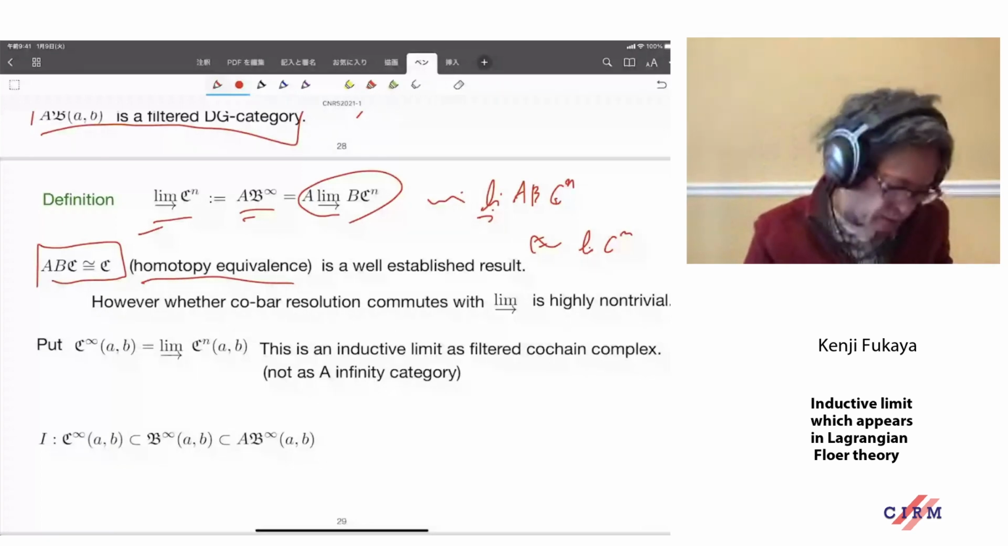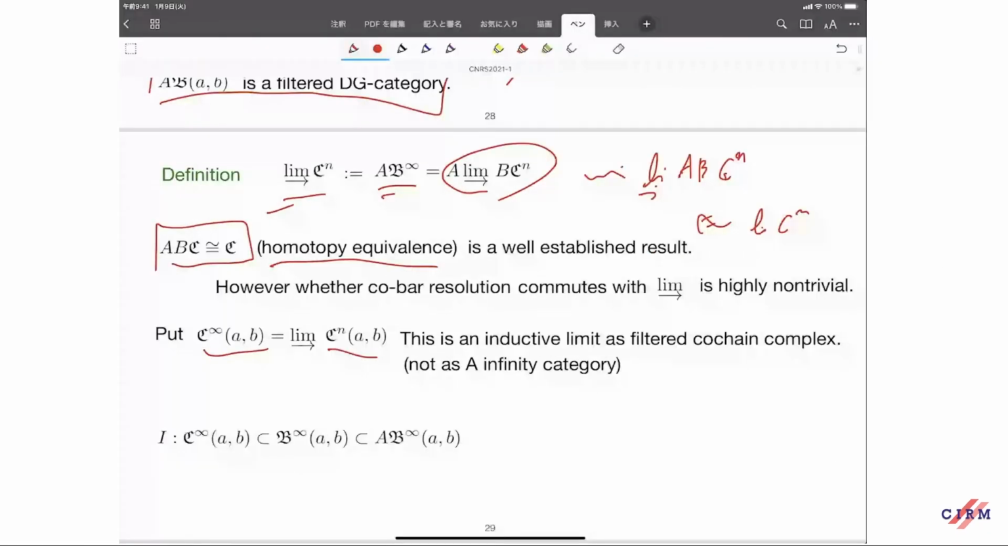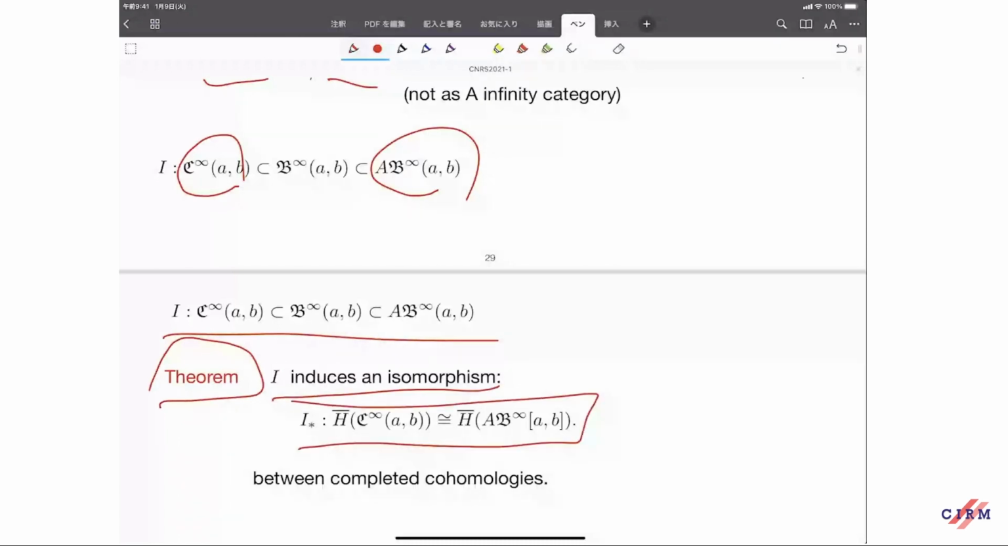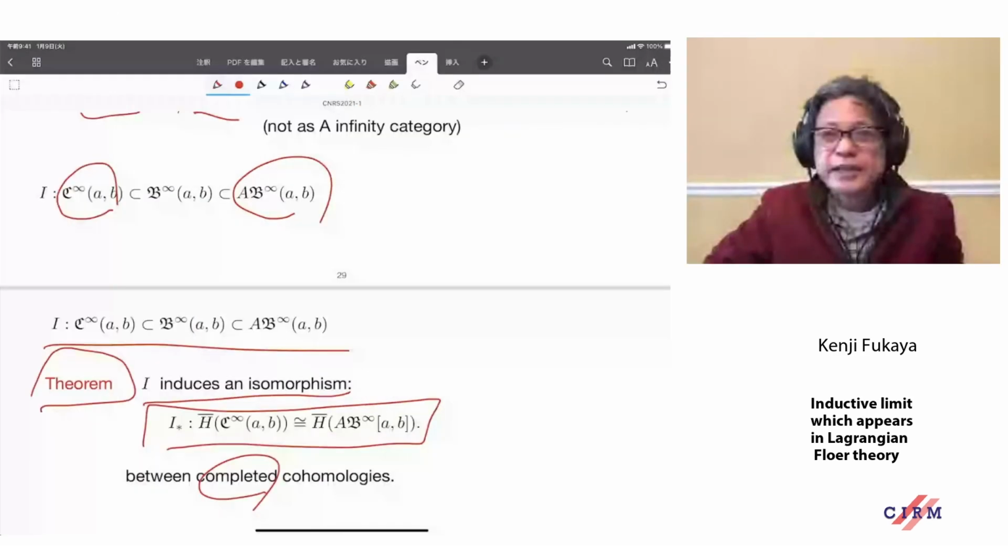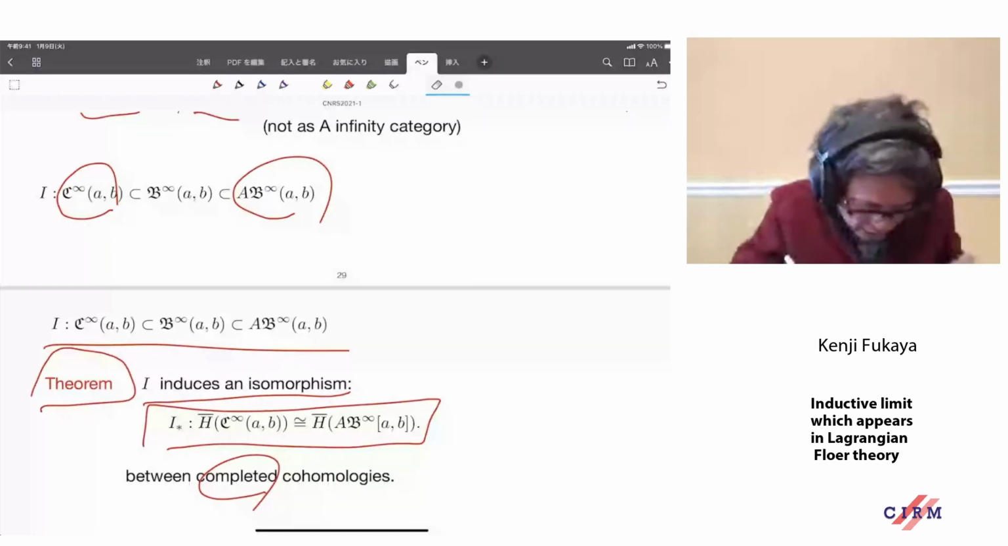So I want to justify these things, and so we consider this inductive limit of C. So CAB is a chain complex, and we take this inductive limit as a chain complex, and then C infinity just contains this A B infinity as a chain complex. And then the theorem is the following. The inclusion, this chain map, induces an isomorphism of the completed cohomologies. I think this is not true if you do not complete the cohomologies. So this is the justification that this is actually the inductive limit.